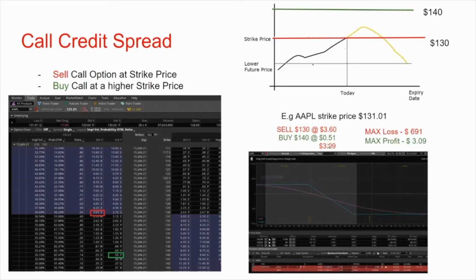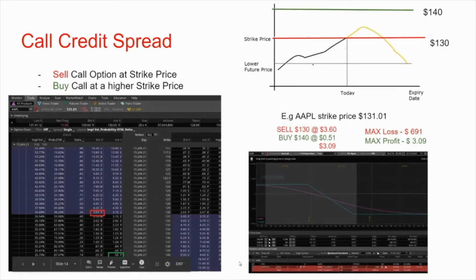So the amount of money he receives is the difference between the sell and the buy. That's what he gets to keep, and that's his maximum profit. Like in our illustration, it's a difference of 10, so that's 1,000. If you subtract what he receives, the difference will be the maximum loss, which is 691.